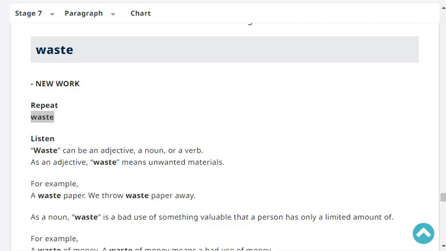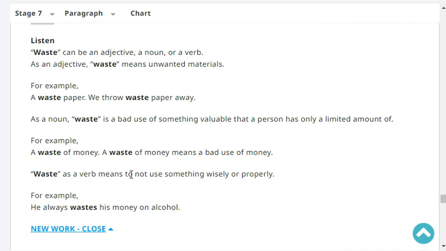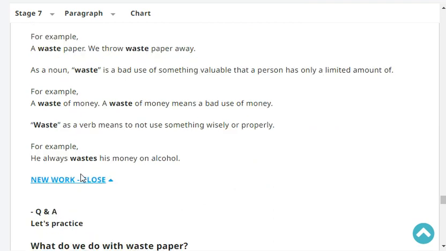Very good. Okay, listen. Waste can be an adjective, a noun, or a verb. It depends on how you use it. As an adjective, waste means unwanted materials. For example, waste paper. We throw waste paper away. As a noun, waste is a bad use of something valuable that a person has only a limited amount of, like money. For example, a waste of money. A waste of money means a bad use of money. Waste as a verb means to not use something wisely or properly. For example, he always wastes his money on alcohol.